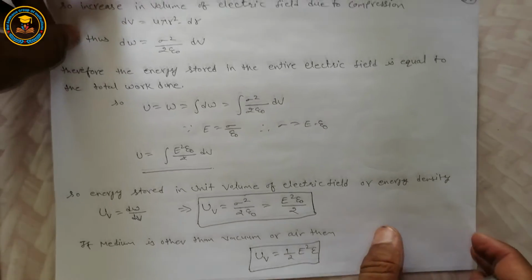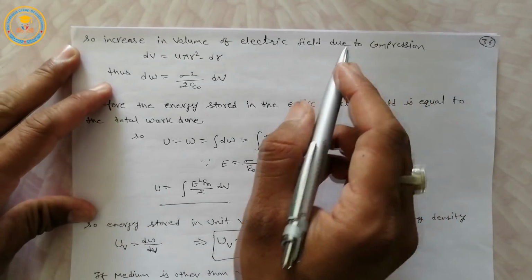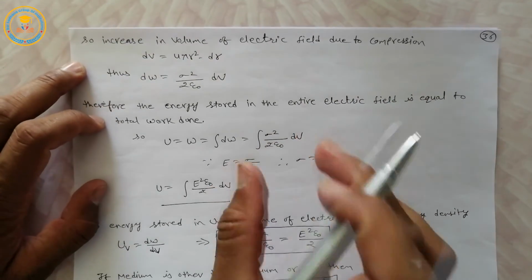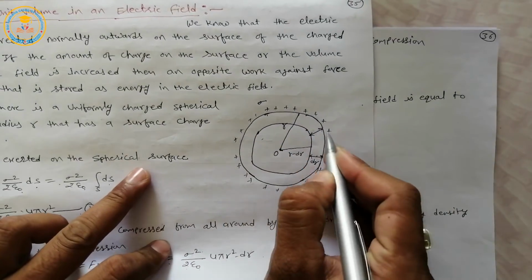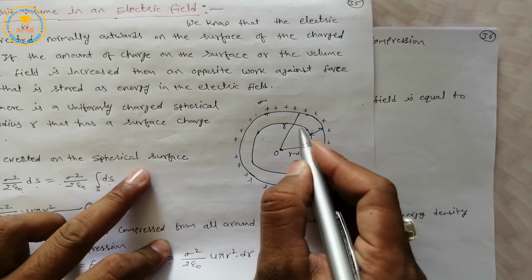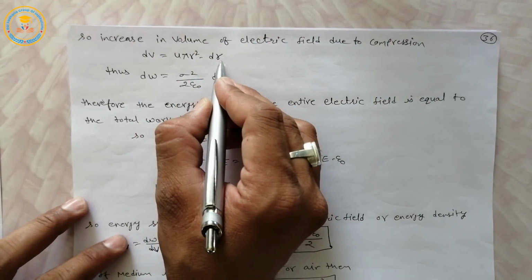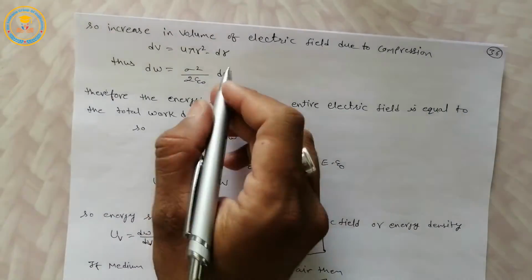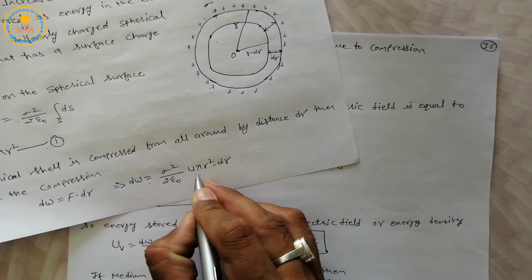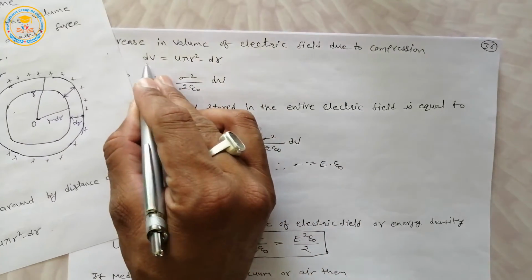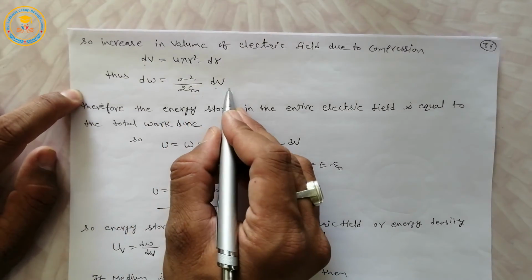Okay, so the increase in volume of the electric field due to compression. We know that volume is equal to area into length. Here the area all around this spherical shell is 4 pi r square and the distance is dr, by which it is compressed. Thus, from this equation, this term 4 pi r square dr is equal to dV. So dW is equal to sigma square upon 2 epsilon naught dV.